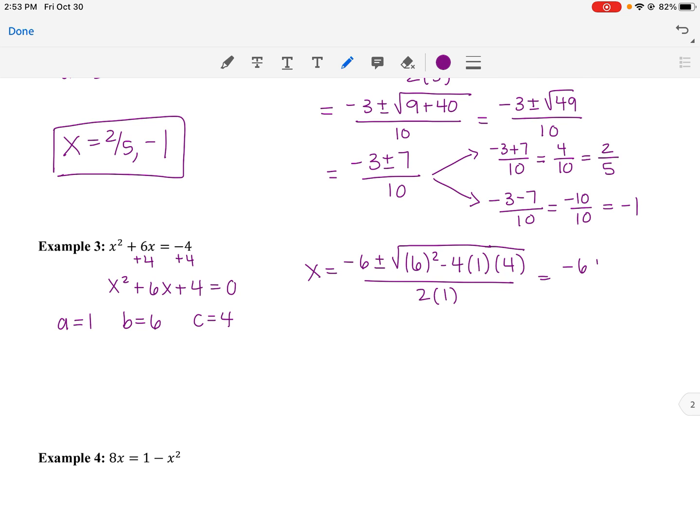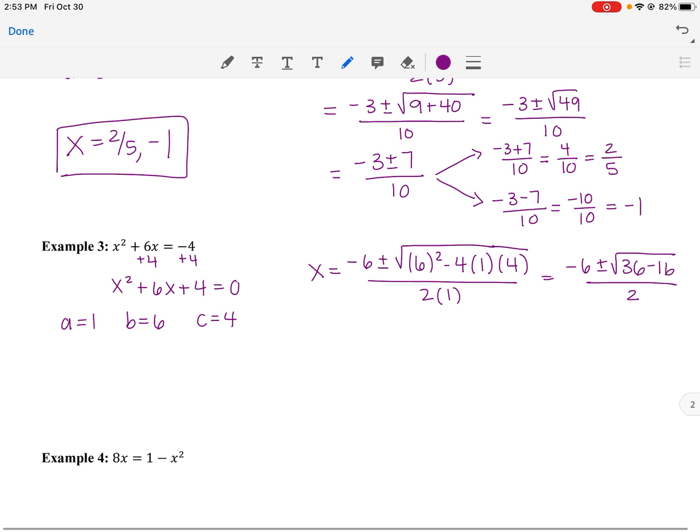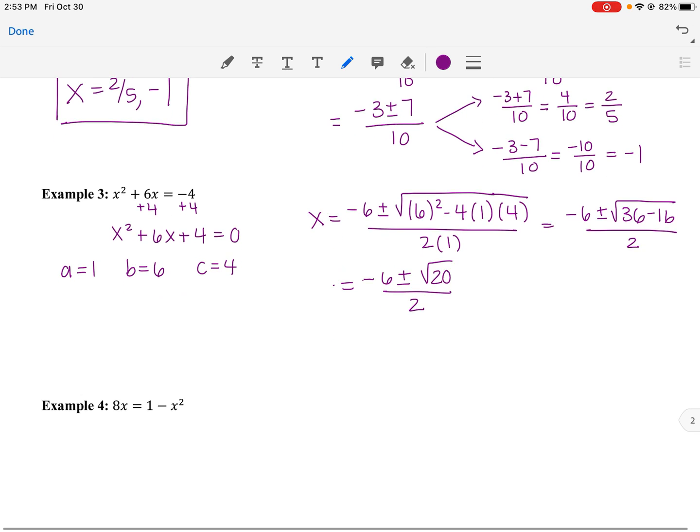So we get -6 plus or minus the square root of 36 minus 16 this time, all over 2. Okay, so we get -6 plus or minus the square root of 36 minus 16, which is 20, all over 2. Okay, I'm going to take a little tangent here. The square root of 20, well, it's not a nice number, necessarily. It is something that we do know how to break down.